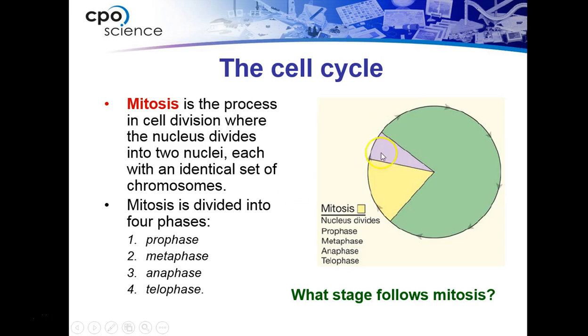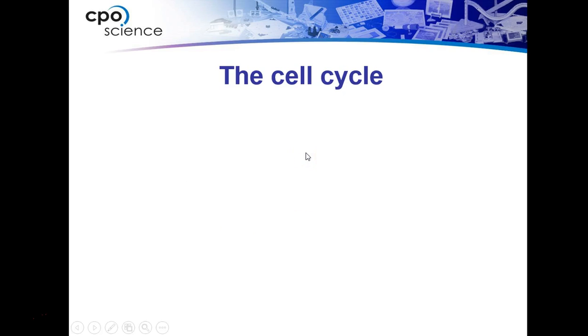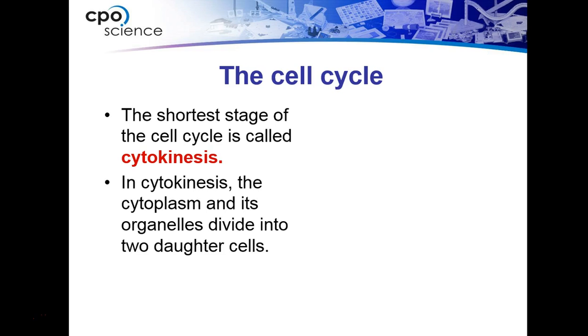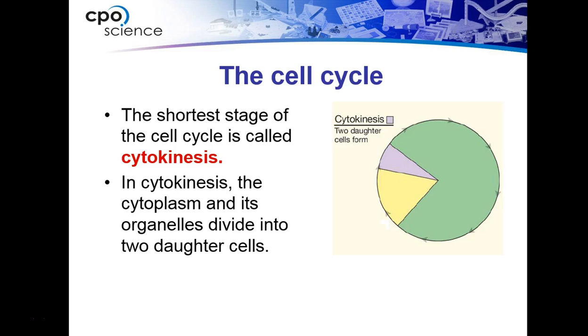The stage that follows mitosis, if you remember, is cytokinesis. Cytokinesis is where the cell actually divides. It's the shortest stage. It takes the least amount of time in the cell cycle. The cytoplasm, all the organelles, all the DNA, and that is housed in chromosomes actually go to a new cell, and the cell splits from one cell into two daughter cells.